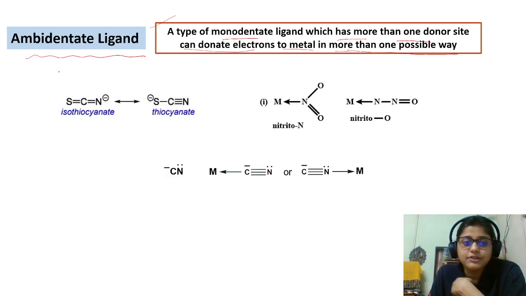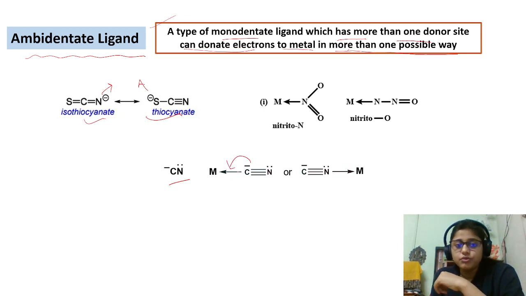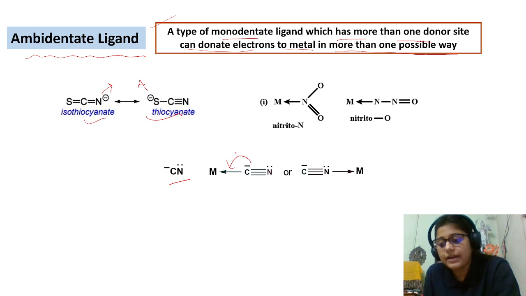Examples are isothiocyanate and thiocyanate. The donation site is nitrogen in one, and sulfur in the other. Cyanide is there too: through carbon it can donate, and also through nitrogen it can donate. So cyanide, isocyanide. These kinds of examples are there.